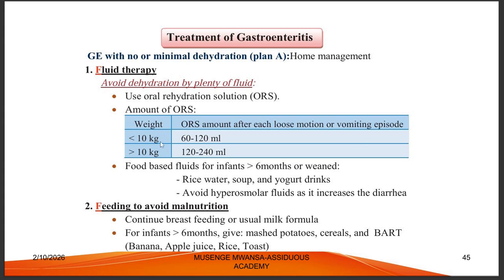So you can also give food-based fluids for those that are greater than 6 months, besides just giving the ORS, for example, rice water, soup, yogurt drinks. Avoid hyperosmolar fluids. Okay, sugary drinks, carbonated drinks, and such. Feeding also should be done to avoid malnutrition. For example, continue breastfeeding for infants who are greater than 6 months. You give mashed potatoes, cereals, okay, even bananas, apple juice, rice, even toast.